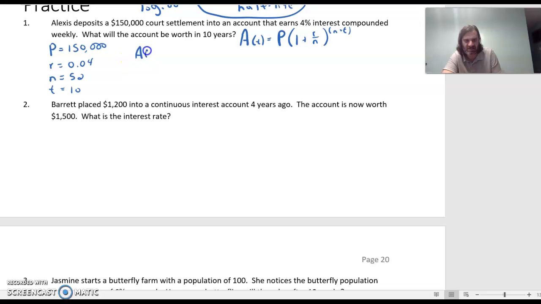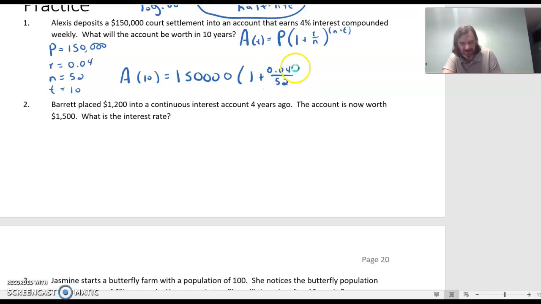So A of 10. Let's clean that up a little bit. A of 10 will be equal to 150,000 times (1 plus 0.04 divided by 52), and that'll be raised to 52 times 10. So we're going to put that in our calculator and get some type of dollar amount back. So follow along with me and let's see what we get.